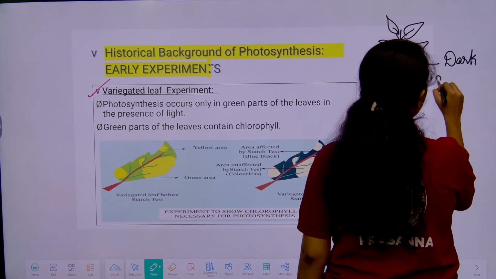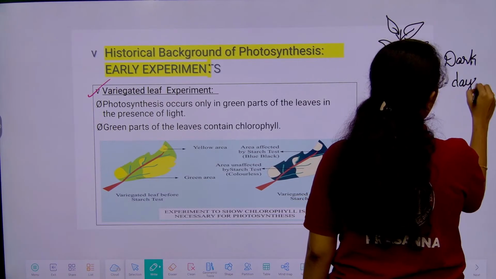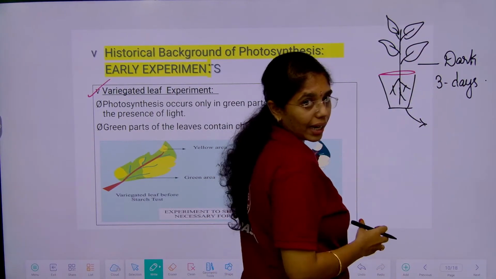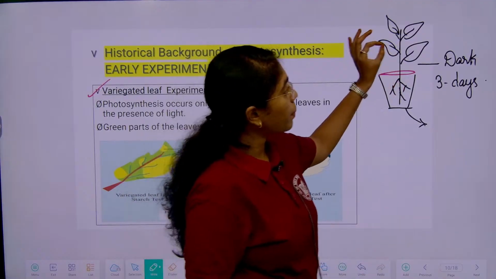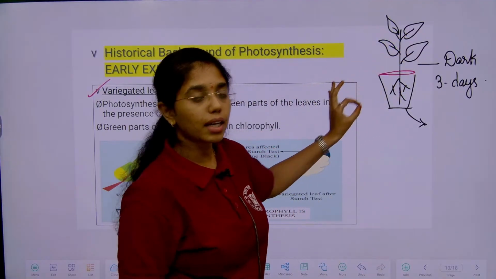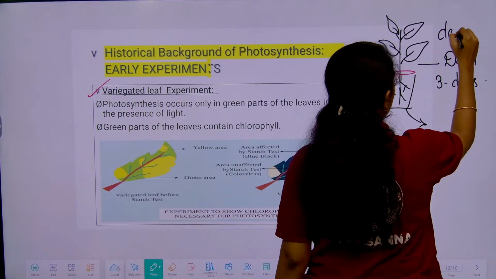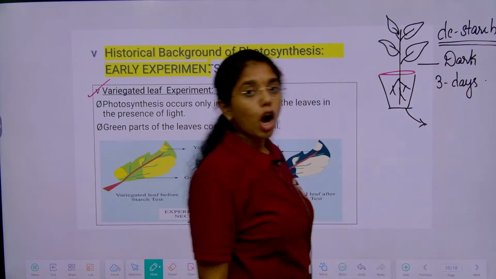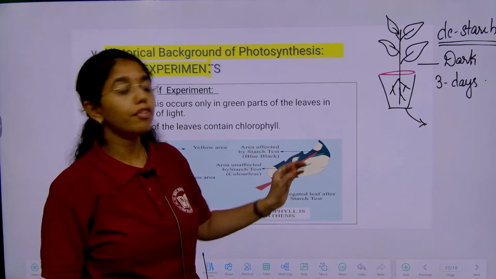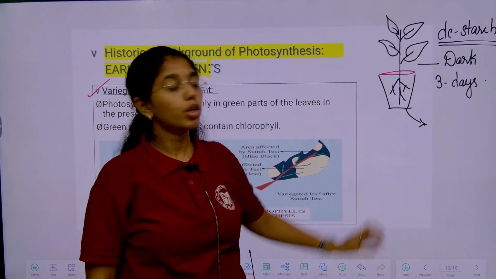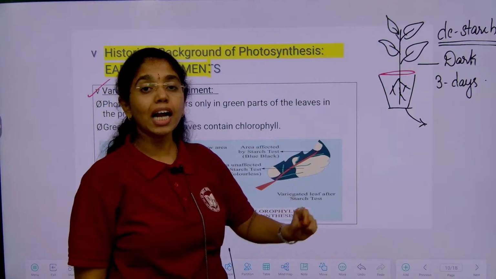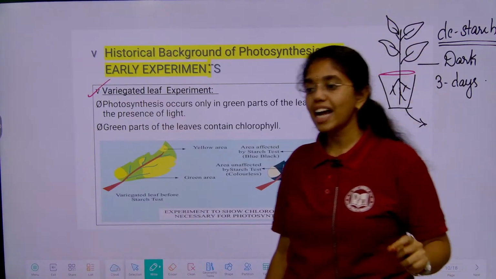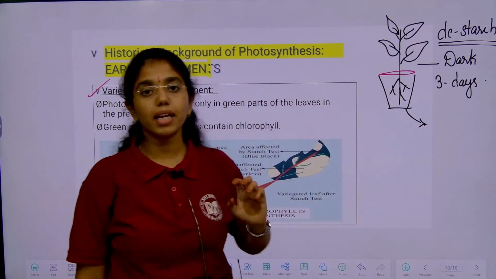Place it in dark for 3 days, and then again provide it with sunlight after 3 days of dark. The main purpose of keeping the potted plant in dark is to destarch it. What does this term mean? Destarching. All the starch which is present in the leaf should be utilized by the plant to run its machinery. Starch is the stored food material in a plant cell.